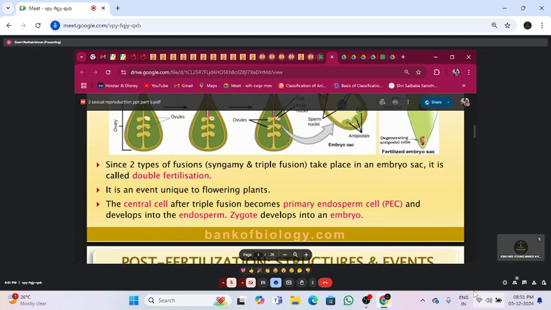These are two types of fusions, syngamy and triple fusion, and both take place in one embryo sac. That's why we say double fertilization, and this is a characteristic feature of the angiosperms. It is unique to the flowering plants. The central cell where the triple fusion happens is called the primary endosperm cell, the PEC. This develops into endosperm and the zygote develops into the embryo.